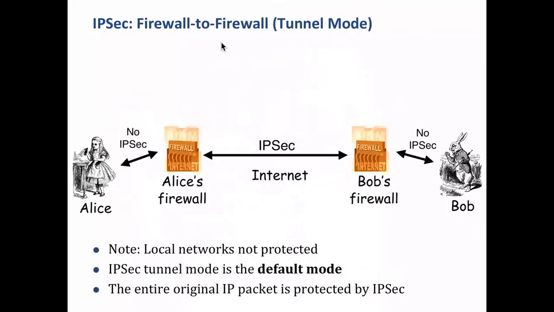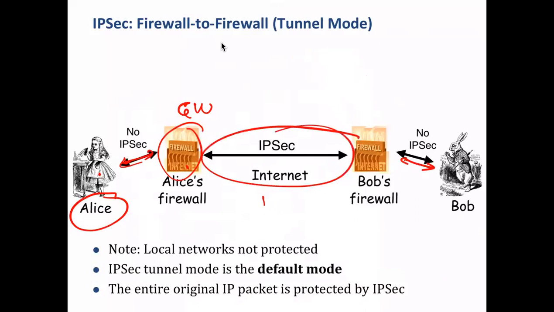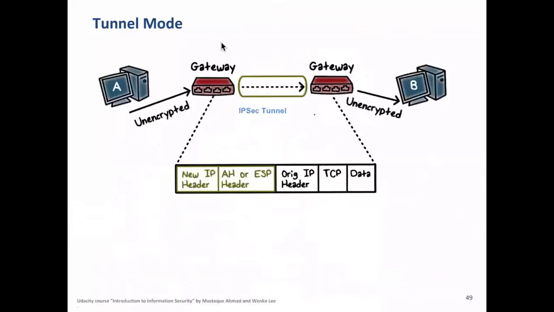This is another view. Alice is sending, connected to a firewall or gateway. So there is no IPSec between the two entities here, between Alice and the gateway. Similarly between Bob and the gateway, there is nothing. However, in between there is a tunnel. So the moment a packet comes here, the gateway does all the encryption, using ESP or AH.